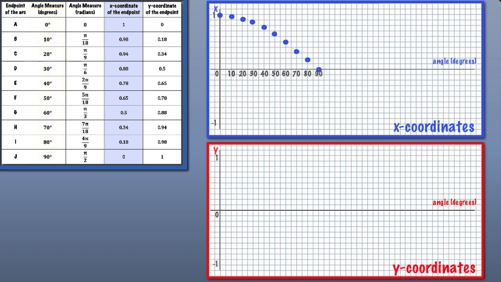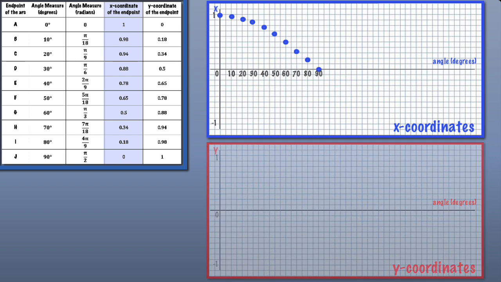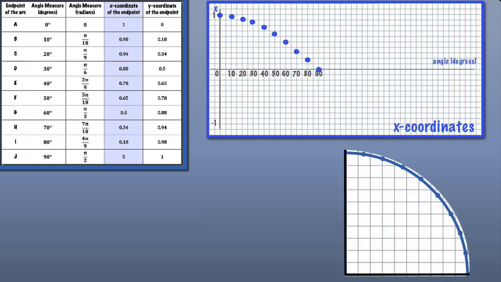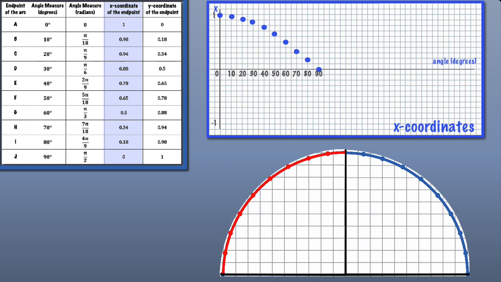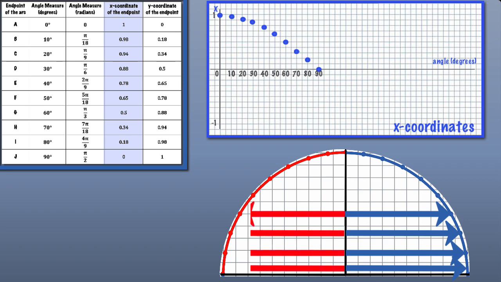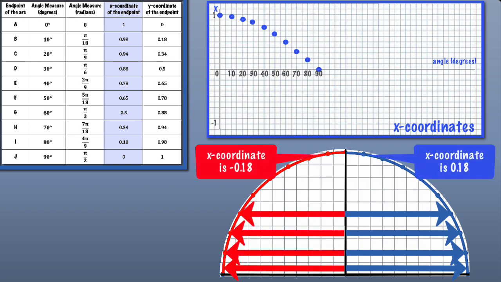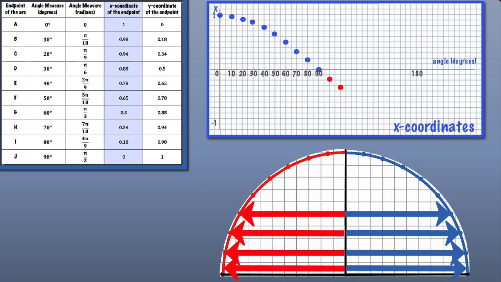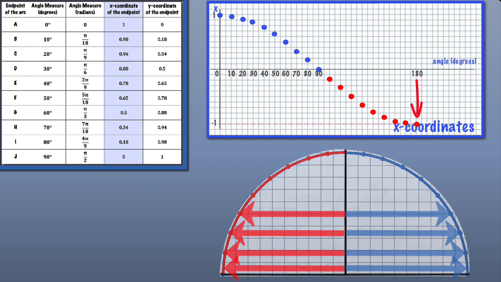Now that we have the first quadrant graphed, I want you to think about, just for our x-coordinate, what happens when we move into the second quadrant. And you should all be saying we have the same values, except they're going to be negative. So as we worked our way to 90 degrees, we're now going to work our way from 90 degrees to 180 degrees. So our first value will be negative 0.18, then negative 0.34, negative 0.5, all the way to the lowest point, which occurs at 180 degrees, is negative 1.